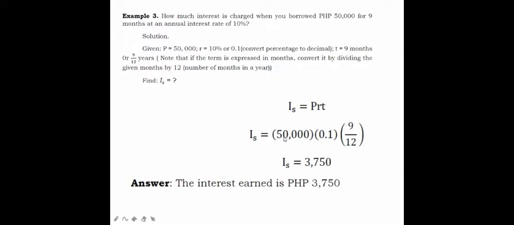So if you're going to multiply 50,000 times 0.1 times 9 and then divide it by 12, then we get the simple interest is equivalent to 3,750. So yung answer natin here is the interest earned is 3,750 pesos. Next, finding the unknown principal, rate, and time.